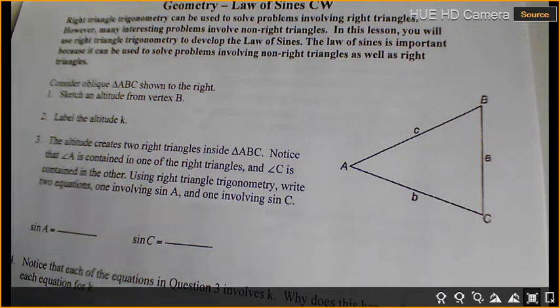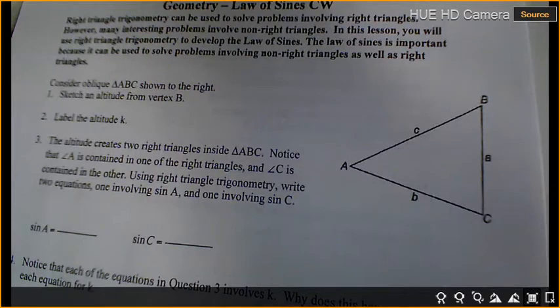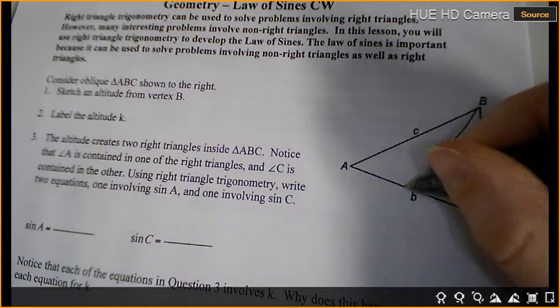So we're going to follow these directions. We're going to sketch an altitude from B. Who remembers what an altitude is? It's like the height of the triangle. Altitudes always meet the other side at 90 degrees. So basically we're taking this and we're making it into two right triangles.